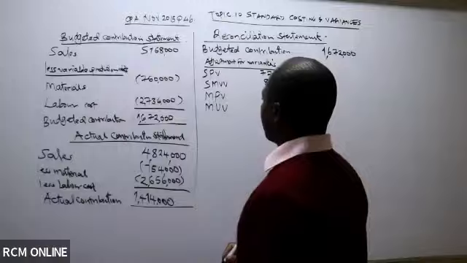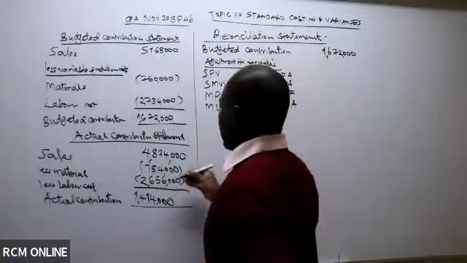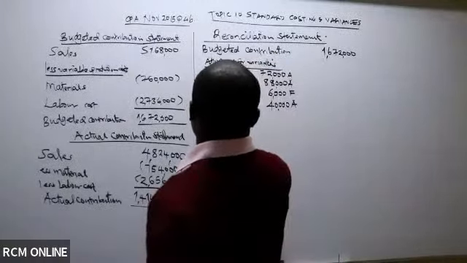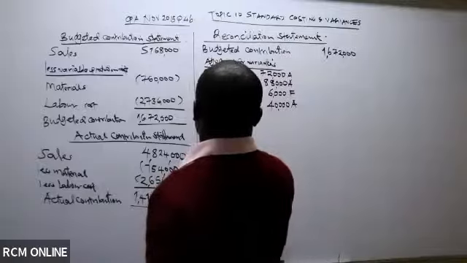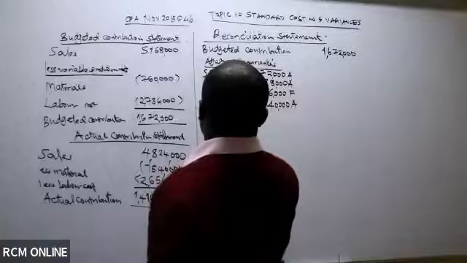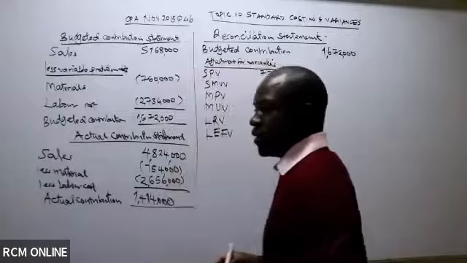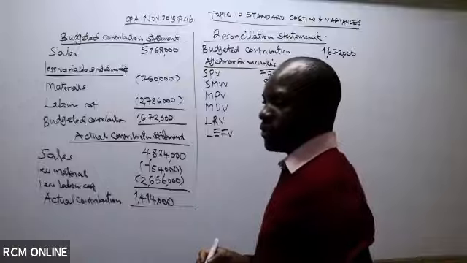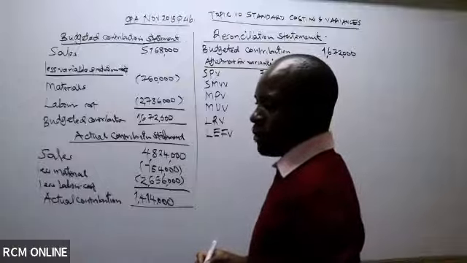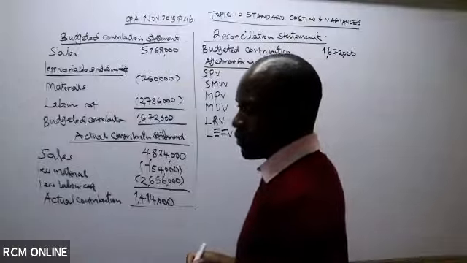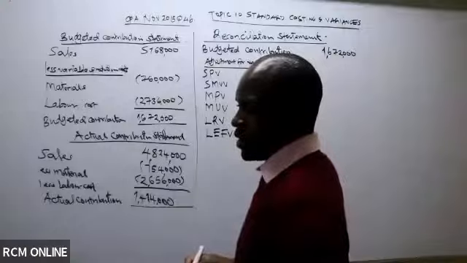Good. Then you move to labor. So labor, we add two things, that is labor rate variance and labor efficiency variance. So what was our labor rate variance? 80,000 favorable.